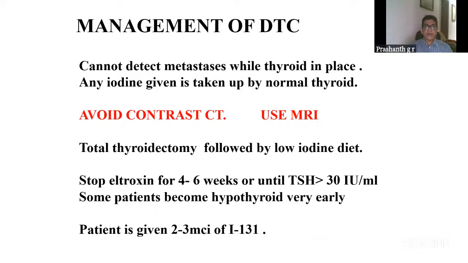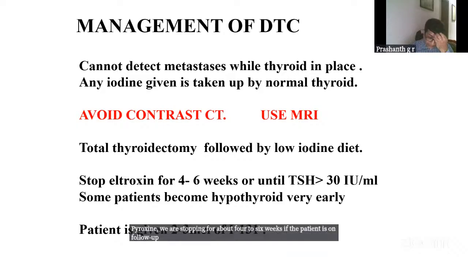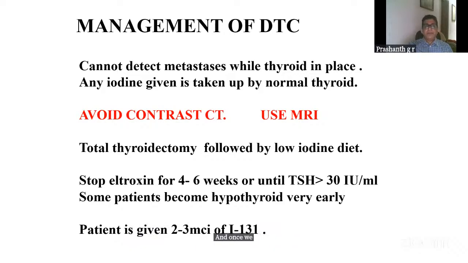Thyroxine, we are stopping for about 4 to 6 weeks if the patient is on follow-up, or after surgery, typically it will be about 3 to 4 weeks. We want the TSH to be more than 30. And once we give iodine, we do the scan.